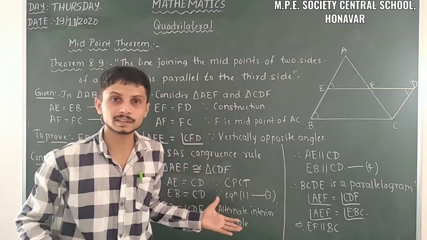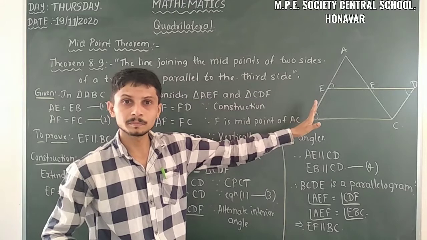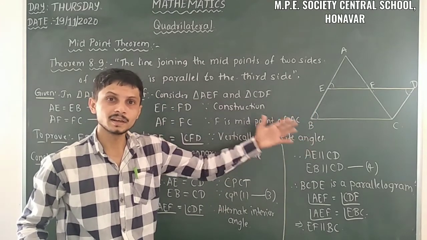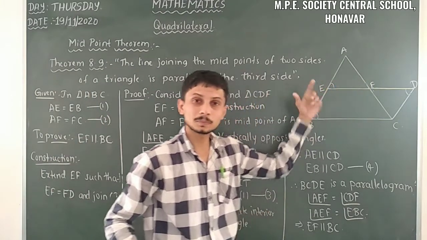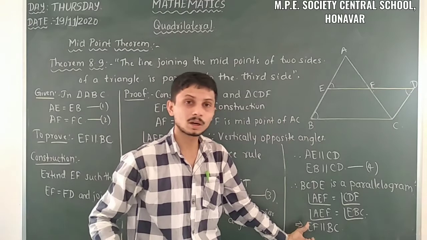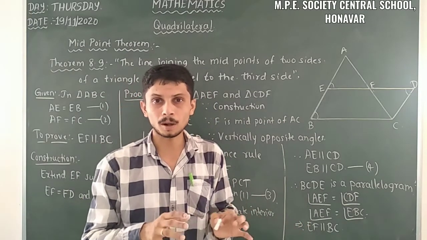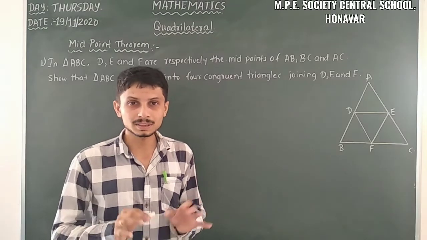So here we have to take the right steps. Firstly we have to take these two triangles and make them congruent, then take the corresponding parts needed, and after that prove this is a parallelogram. From this, we come to the conclusion. So let us take some problems based on this theorem. Let's take the first problem of this video.